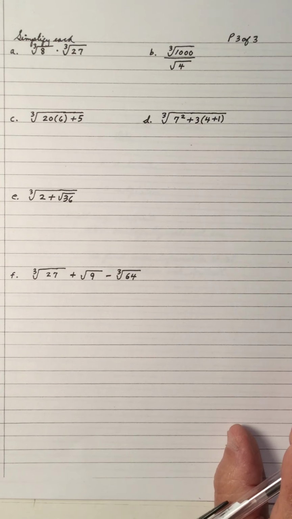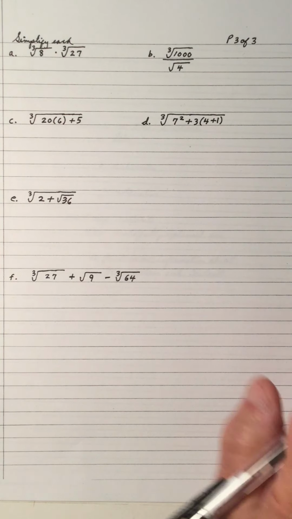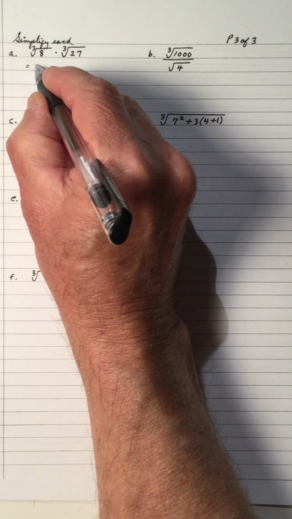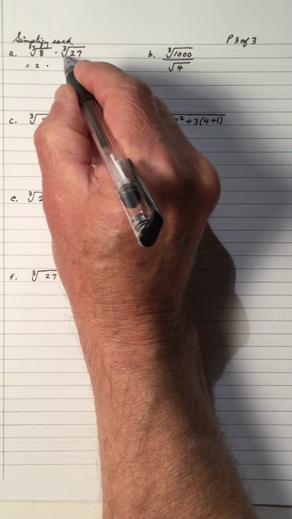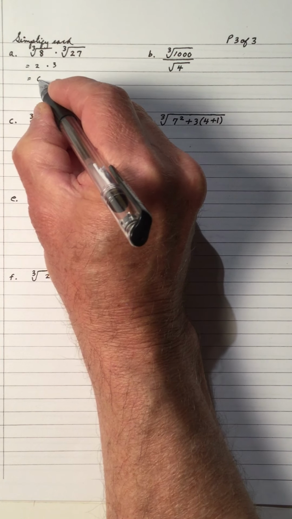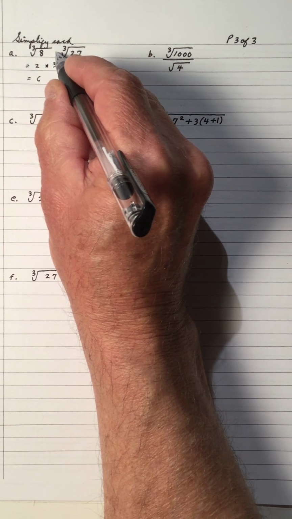Some more simplifying. Simplify each. Extra practice. A, the cube root of 8 is 2, times the cube root of 27 is 3. So 2 times 3 is 6. That's a multiplication sign right there.